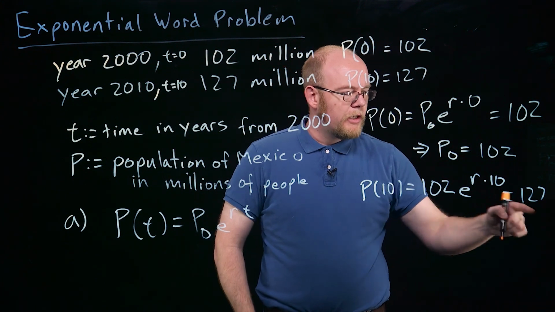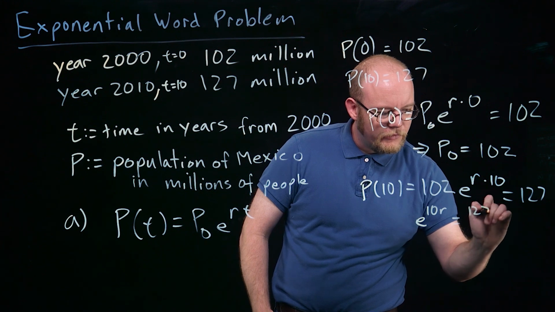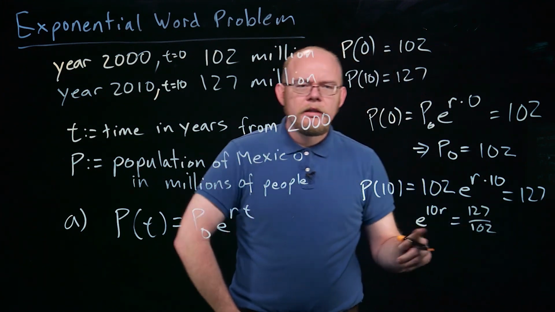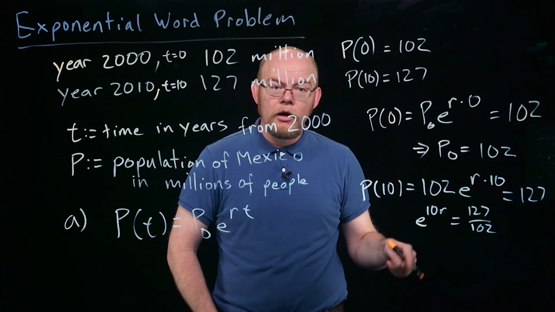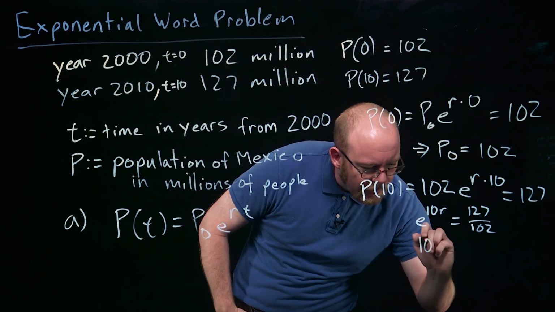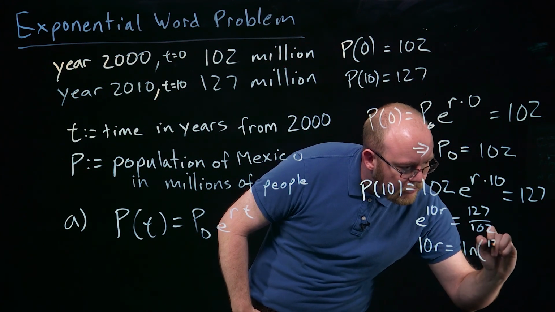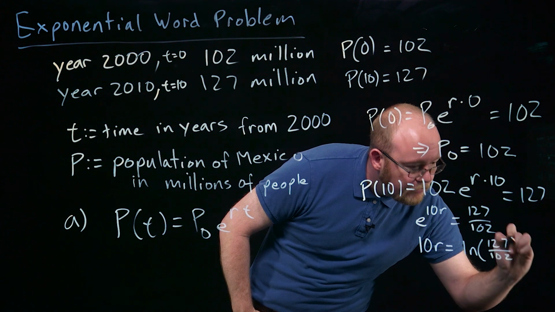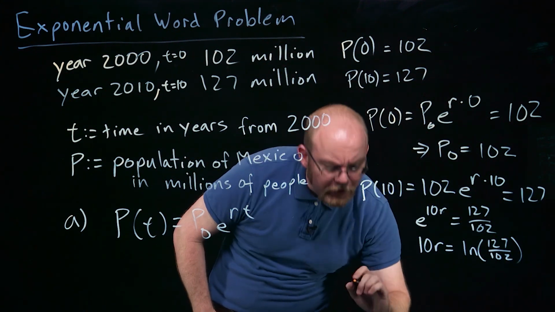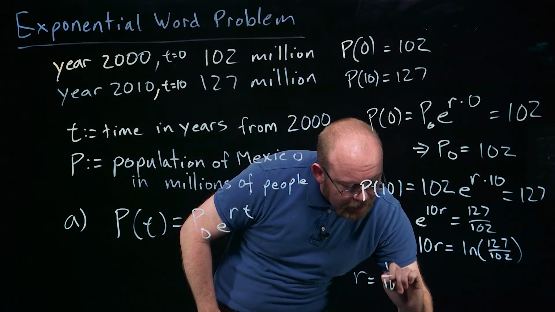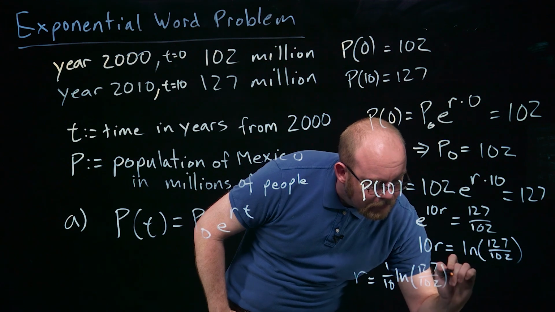So we're going to divide both sides by 102. So we get e to the 10r is equal to 127 over 102. This is an exponential equation, but the variable is up in the exponent, so we're going to convert it into a logarithmic equation. That'll give us 10r is equal to natural log of 127 over 102. Divide both sides by 10. r is equal to 1/10 natural log of 127 over 102.